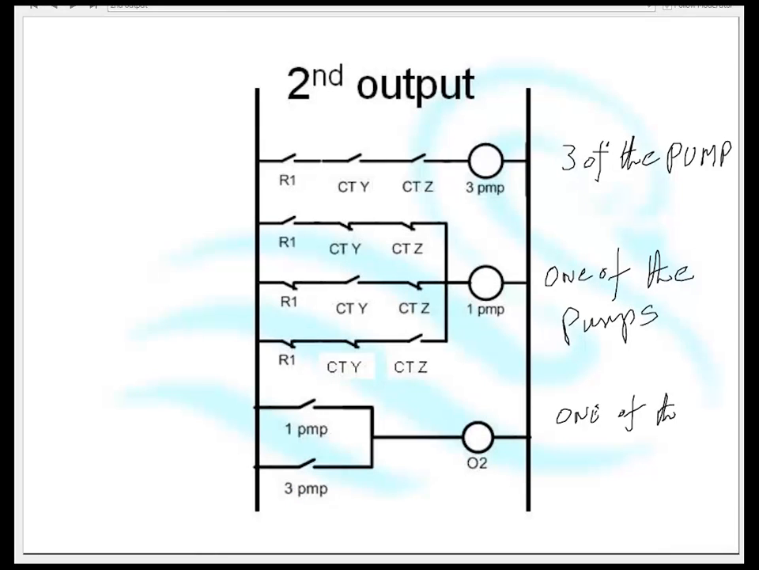One of the pumps or three of the pumps. So that's how we do relay logic programming. We write out an English sentence, we look for AND tells us we got things in series. We look for OR tells us we have things in parallel. And we wire it up in series or parallel.